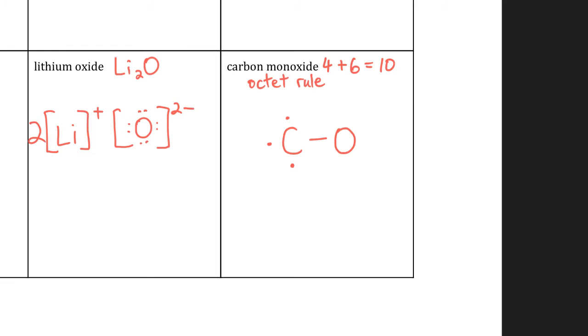Currently, carbon has 1, 2, 3, 4, 5. Well, this is no good. So what if we took one of these electrons and then let's make a double bond. Okay, so now we've got 1, 2, 3, 4, 5, 6. Still no good.